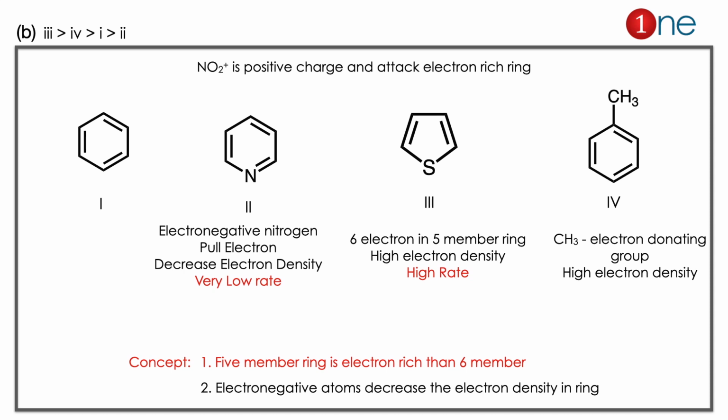Here the concepts you have to learn are that a 5-member ring is more electron rich than a 6-member ring, and an electronegative atom decreases the electron density in the ring.